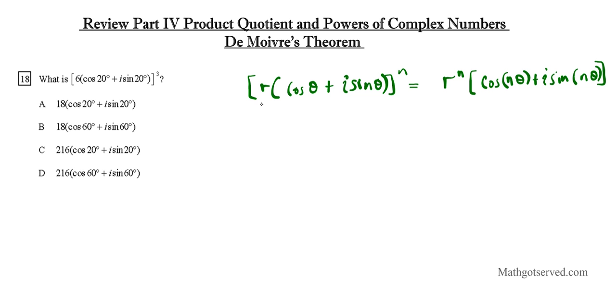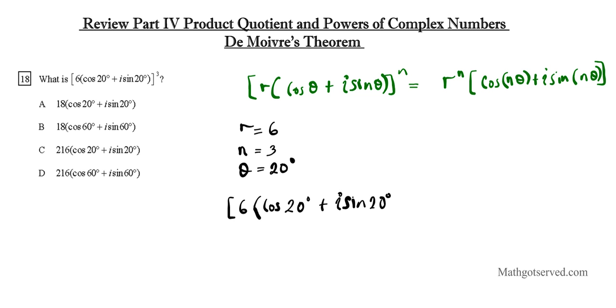All right, so let's apply this formula to this situation. You can clearly see that r is 6 and n is 3, and the angle theta is 20 degrees. So let's apply it here. We have 6 cosine, I'm going to make a substitution, 6 cosine 20 degrees, because that's the value of theta, plus i sine 20 degrees. We're raising that to the third power.